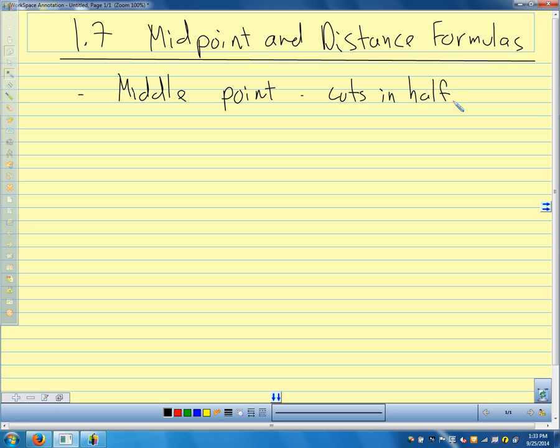And what do we know about the two pieces? The two pieces are equivalent, they're congruent, their lengths are equal. So what we're going to say is the midpoint is the middle, halfway between 2 points. It cuts in half. So the midpoint of a segment divides it into two congruent segments.